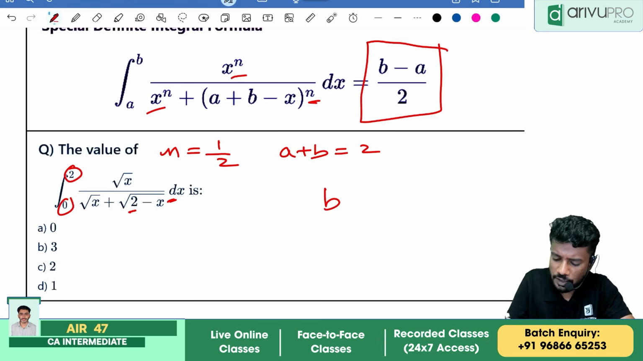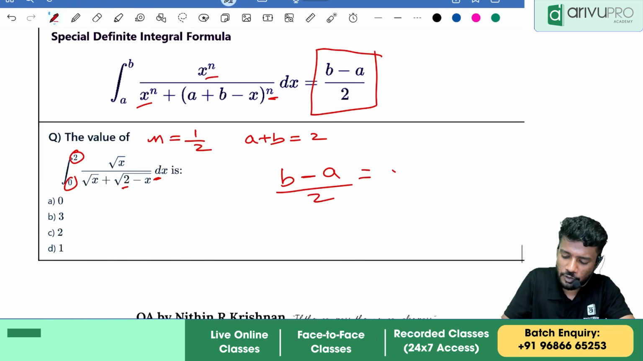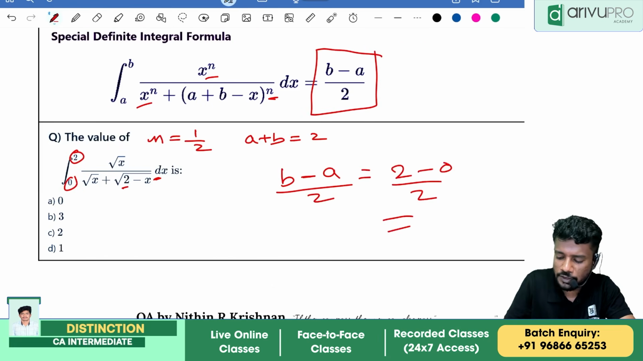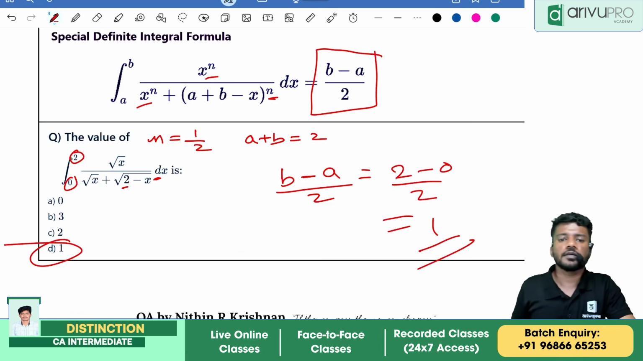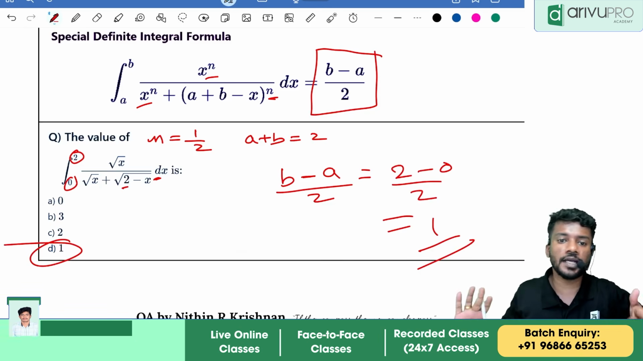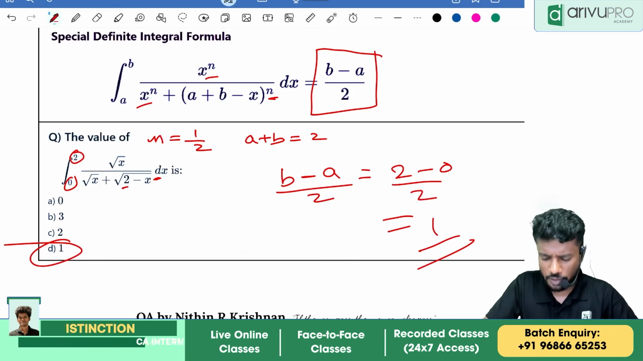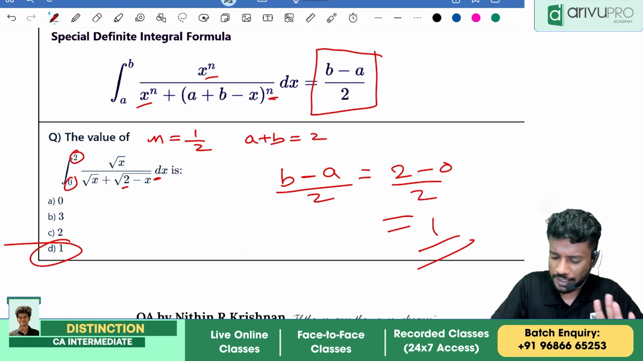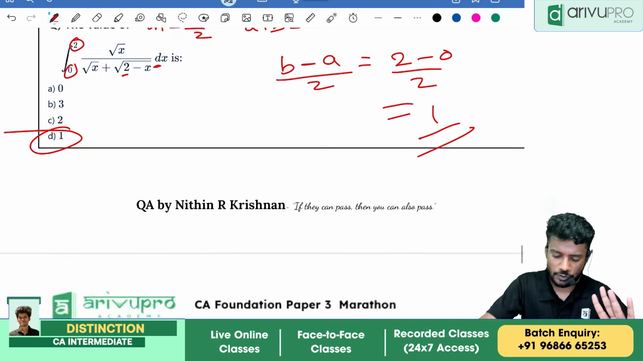Now what is the answer? (b minus a) divided by 2, upper minus lower. That is (2 minus 0) divided by 2. The answer is 1. Easy method. If the integral is of this form and you know this, you can answer this way. Otherwise, you will use the normal method, which will take some time. Okay, next one.